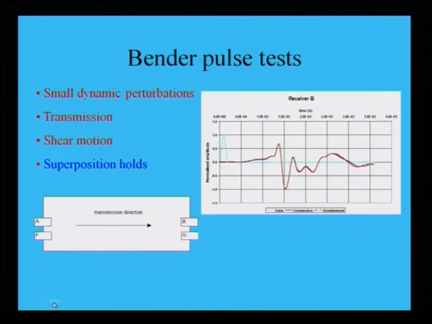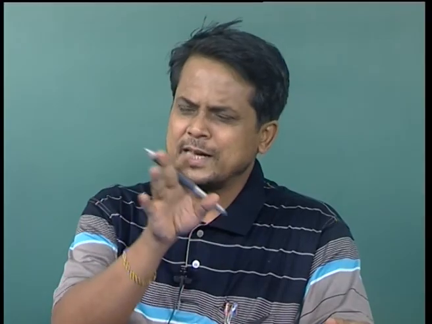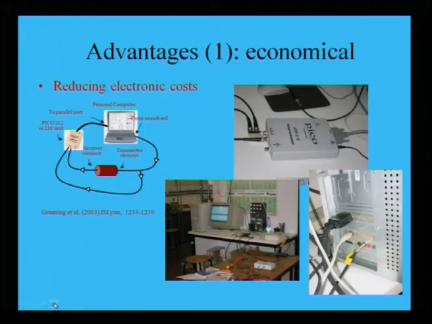Shear motion and superposition hold. If you look at the bender pulse test, from the transmission direction from source to receiver, if I plot the normalized amplitude in the receiver, it travels, it is received and it goes. So, this is a bender pulse test, showing how the pulse moves inside this soil sample. Now, there are many advantages. Before I go to the test details, the first one is that it is economical, very cheap as compared to field tests. A lot of money you have to spend in the field, but this is very economical.